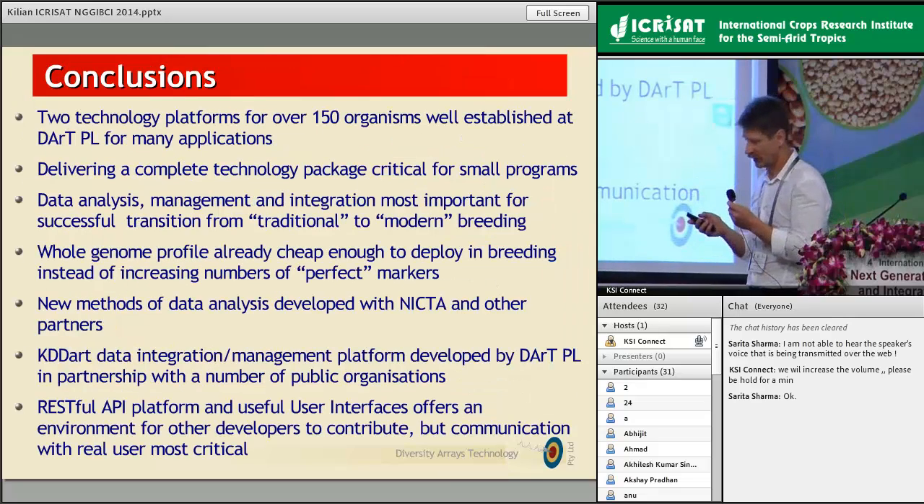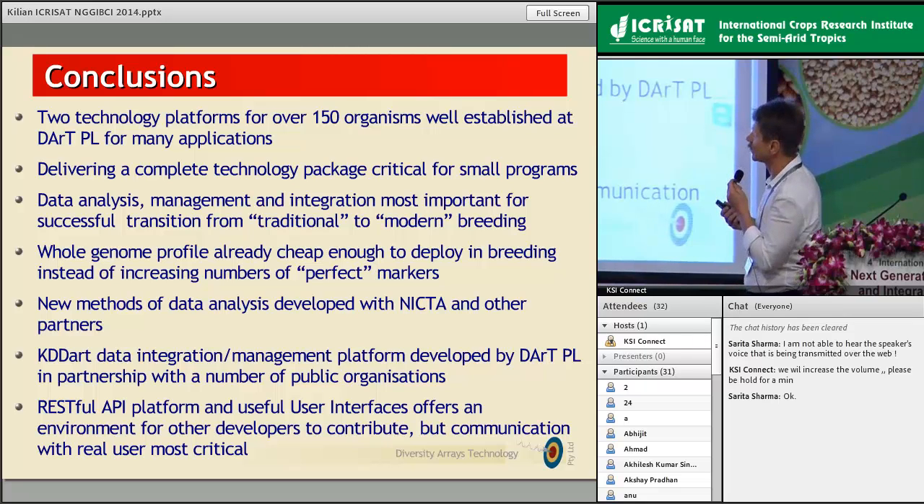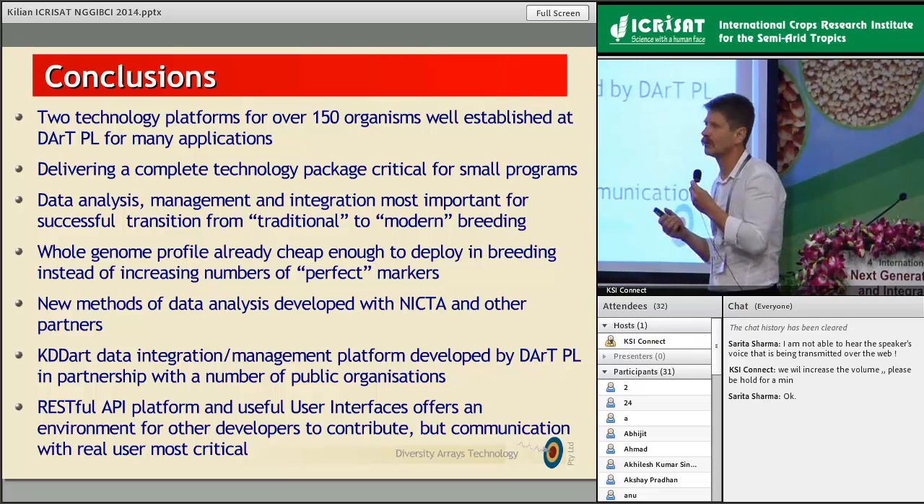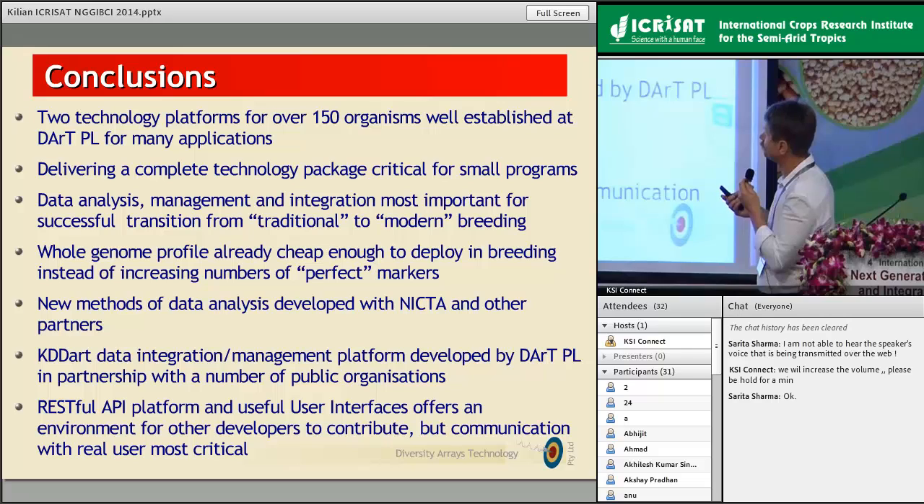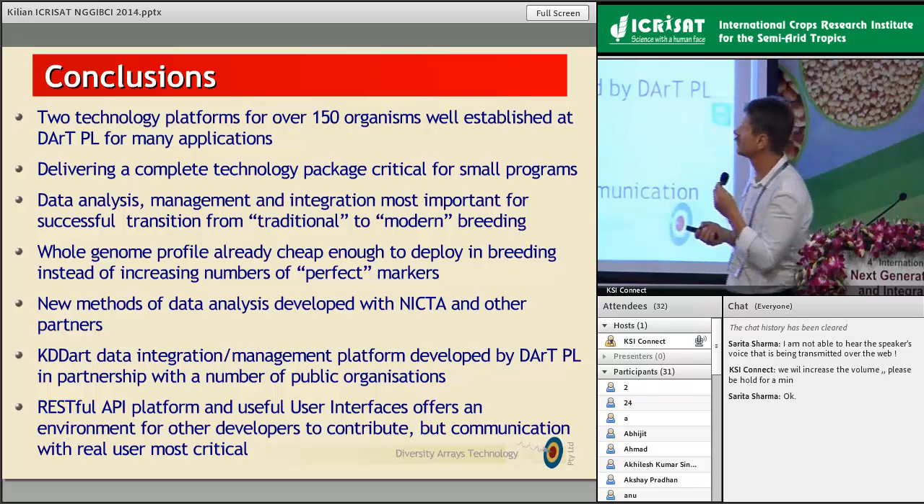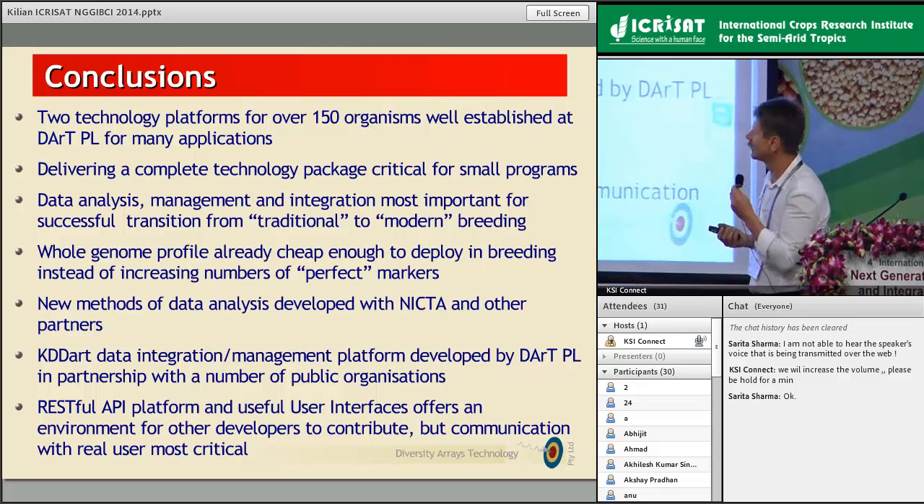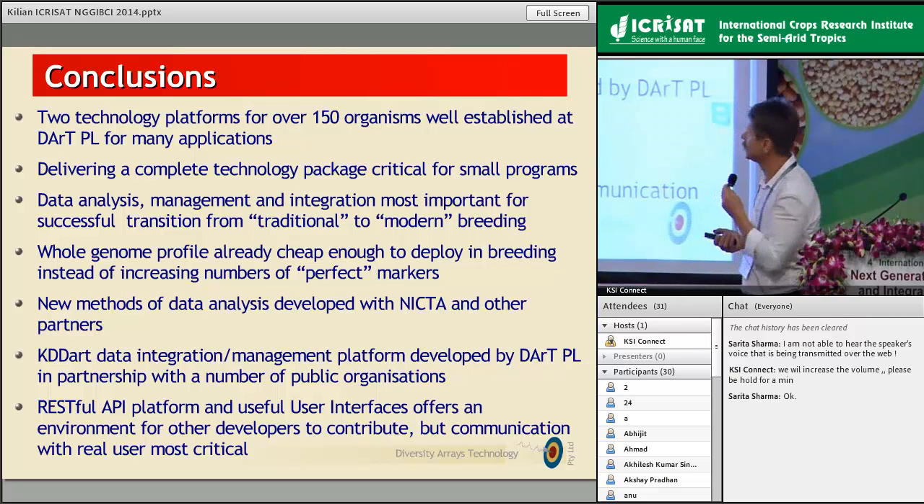I don't have too much time to give you examples, but some are floating in the literature, showing that we have two quite efficient platforms, but obviously moving more and more towards sequencing platform applications. We're also delivering a complete technology package, meaning not only DNA profiling, but also a comprehensive data analysis and data storage platform. We have done quite a bit of development of new tools for managing information and helping people to transit from traditional to modern breeding. We do it as a service, and we think that this is an important part of transiting breeding from the old days to the new reality.